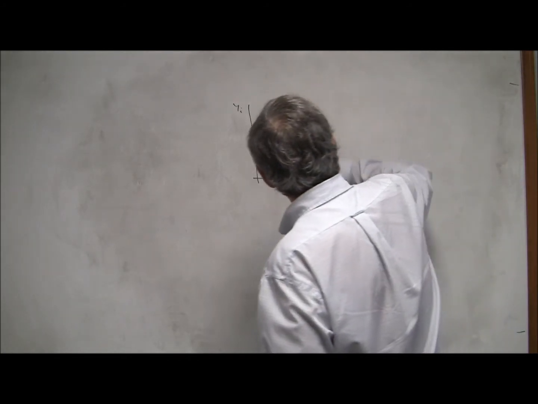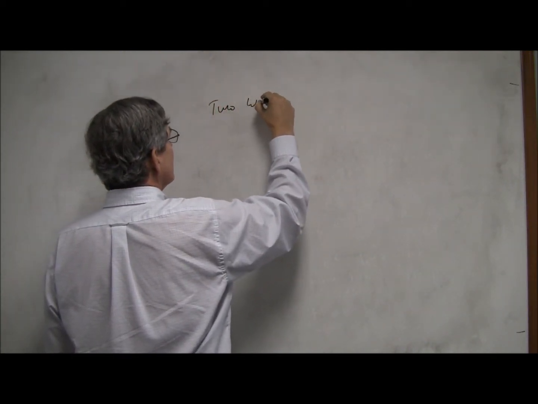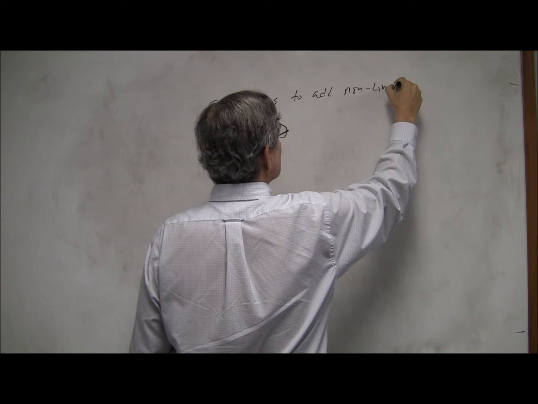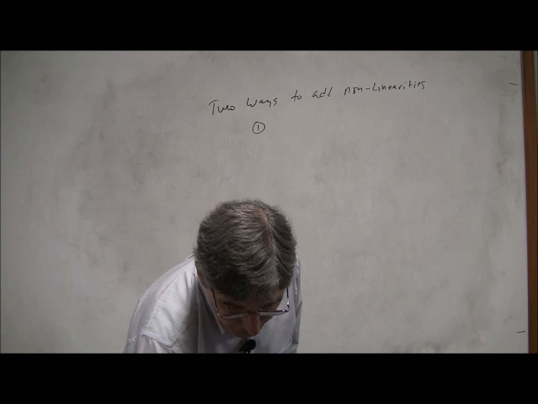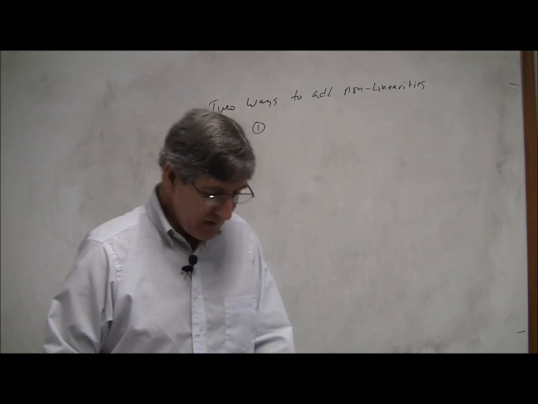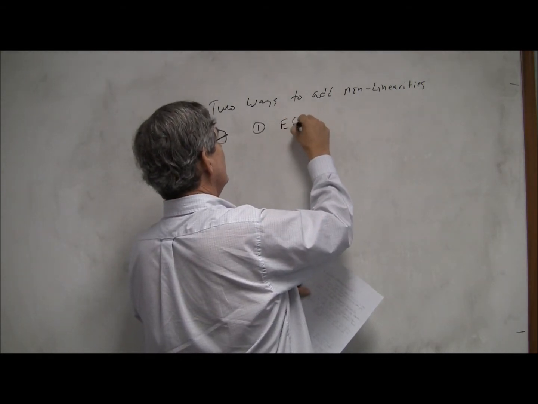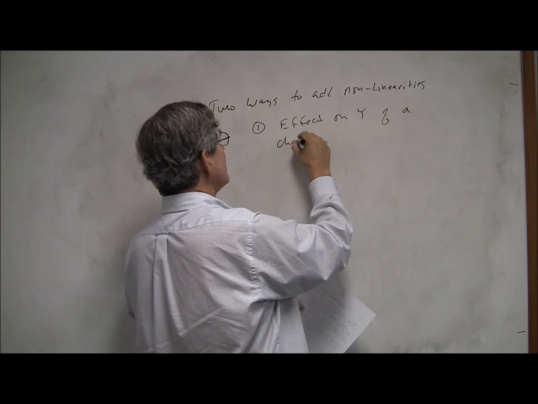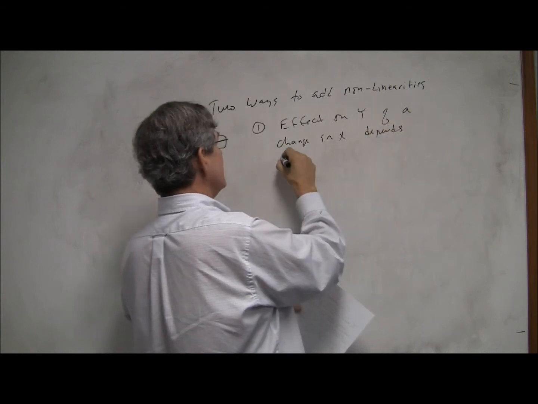And to do this, we're going to look at two basic ways to add nonlinearities. The first is going to be, so the first group will be when the effect on y of a change in x depends upon the value of x.